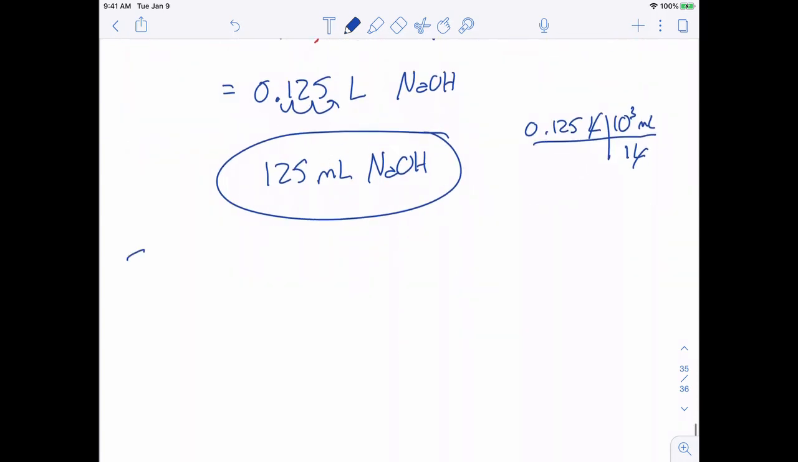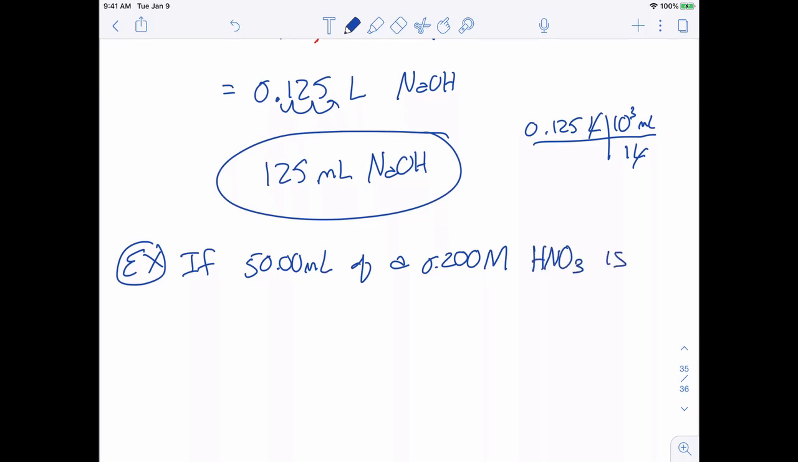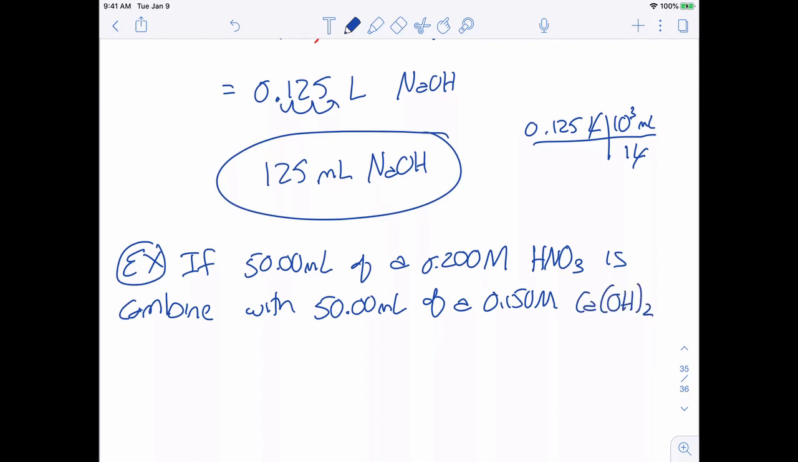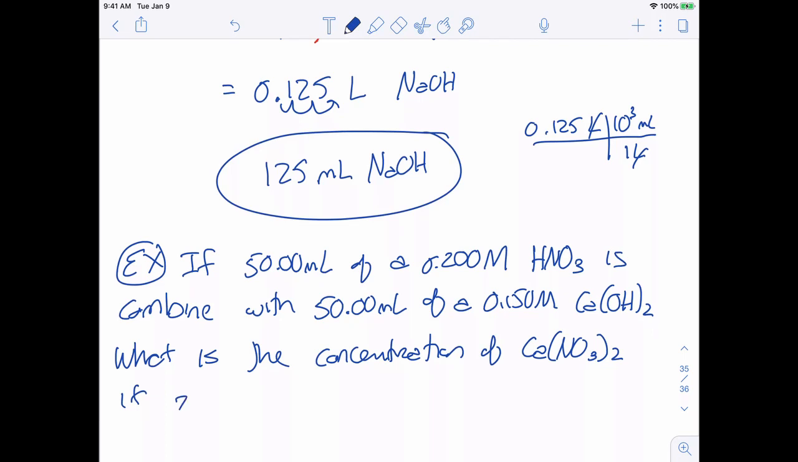Another example for us. So if 50 milliliters of a 0.200 molar nitric acid solution is combined with 50 milliliters of a 0.150 molar calcium hydroxide solution, what is the concentration of calcium nitrate if 23.43 milliliters results?